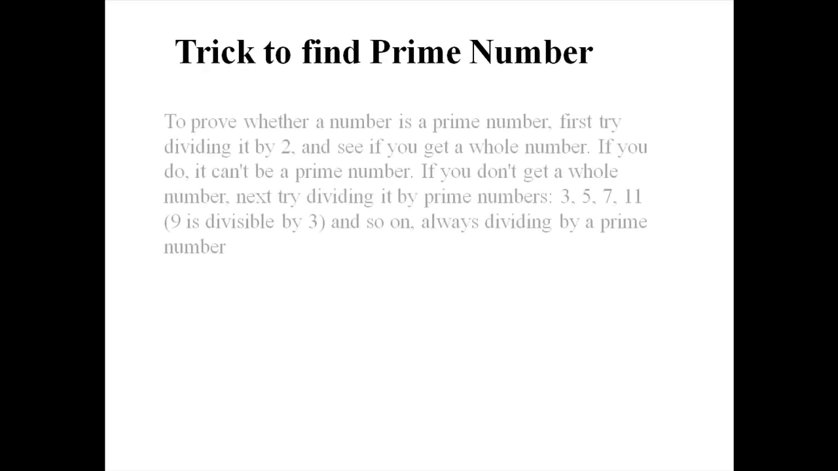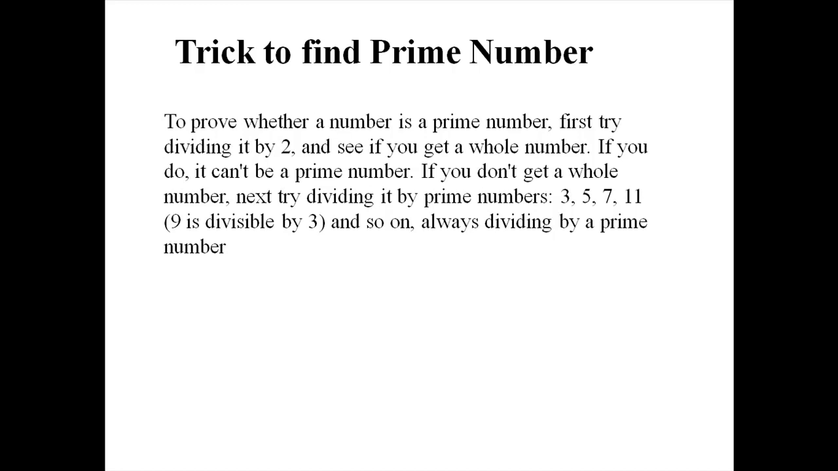Now, a trick to find a prime number. To check whether a number is prime, first try dividing it by 2, and see if you get a whole number. If you do, it can't be a prime number. If you don't get a whole number, next try dividing it by 3, 5, 7, 11. 9 is divisible by 3, so it is not a prime number.